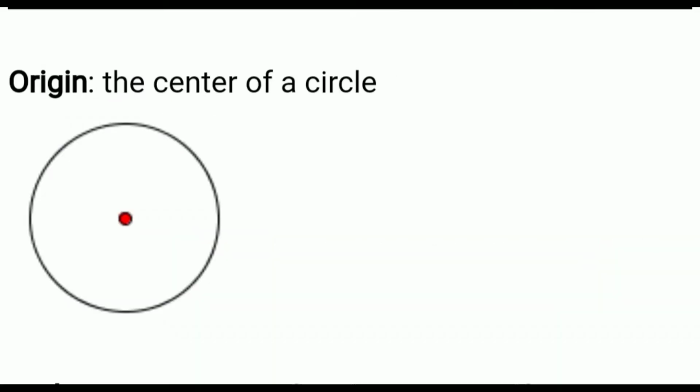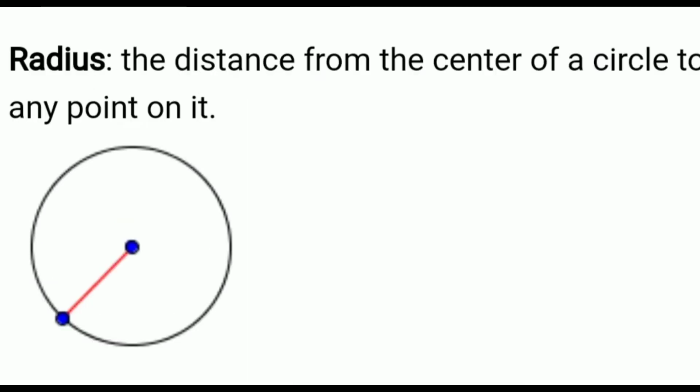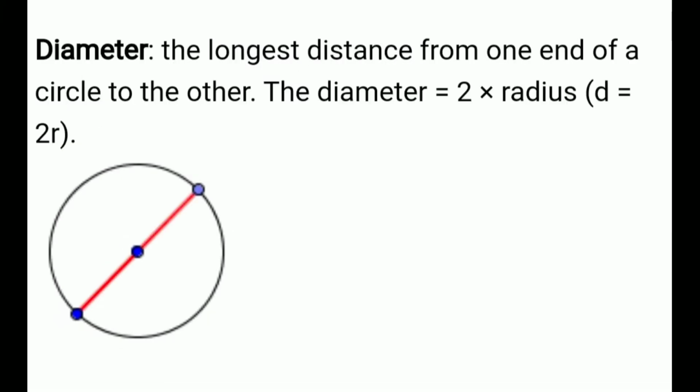The center of a circle is the origin of the circle. The distance from the center of a circle to any point on it is the radius of the circle. Diameter: the longest distance from one end of the circle to the other. The diameter is equal to 2 times the radius.